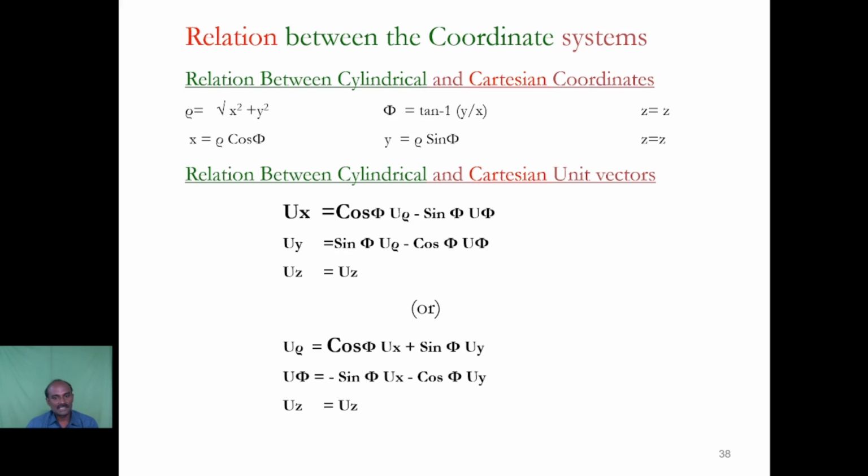Similarly, the relation between cylindrical and Cartesian unit vectors. In unit vectors also we have the relationships. These are the relations between the unit vectors of cylindrical and Cartesian.